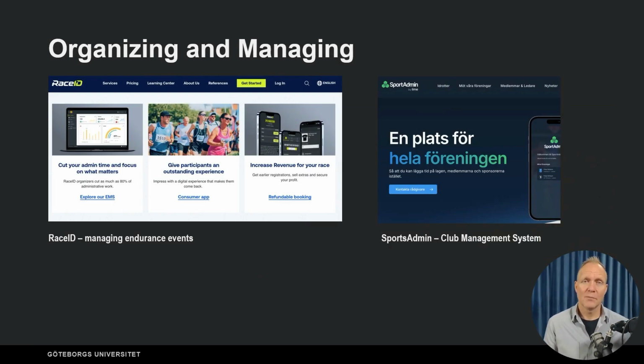Here we have yet another type of platform. Here it's more about organizing, for example, dealing with the organization in a club or managing a race. On the right-hand side, we see a screenshot from Sports Admin that is used in many of the sport clubs in Sweden. And on the left-hand side, we see an example, yet again, from Race ID, and it's all about managing races. So if you're organizing an endurance race, for example in running, then there are platforms available to support the organizers and connect different types of actors to help out in the organization of, for example, endurance races.